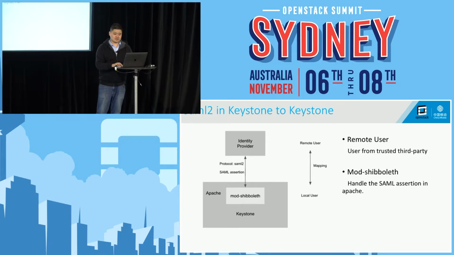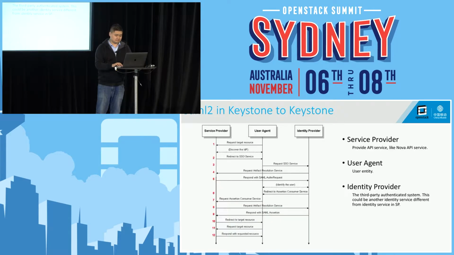This picture depicts the authentication principle of SAML 2 federation in Keystone. The remote user is authenticated by the identity provider, and with the SAML 2 protocol, it will produce a SAML assertion. Then the Apache server handles the assertion and exchanges it for a local user. This is a detailed process. Let's just skip this.